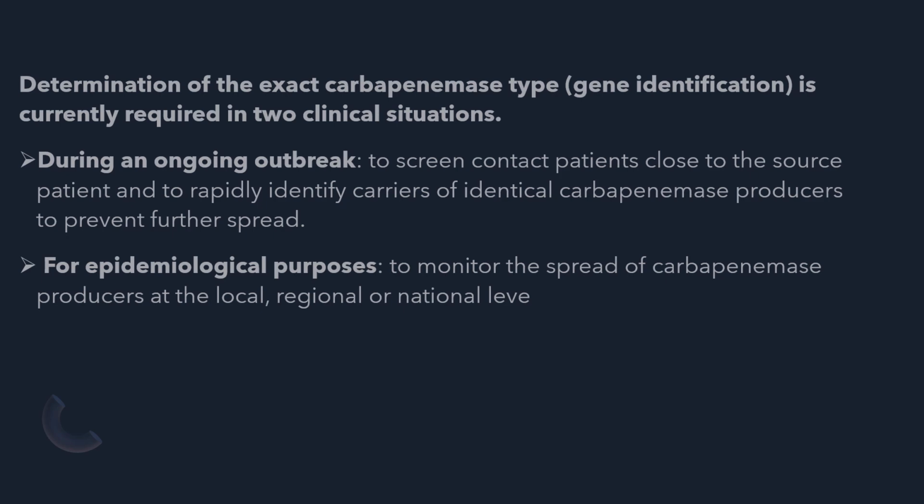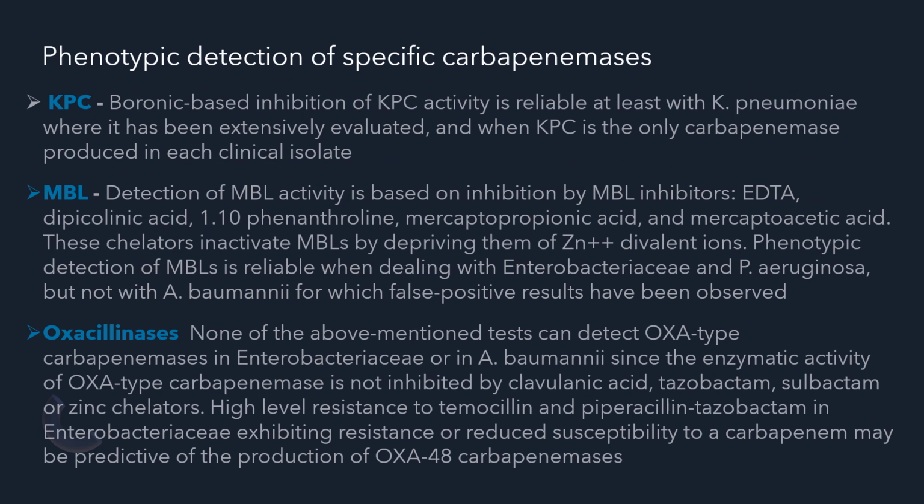And now what are the phenotypes for detection of specific carbapenemases? One is KPC, where boronic acid-based inhibition of KPC activities is reliable, at least with Klebsiella pneumoniae, and when KPC is the only carbapenemase produced in the clinical isolate. MBL, the detection of MBL activity is based on inhibition by MBL inhibitors such as EDTA, dipicolinic acid, phenanthroline, mercaptopropionic acid, and mercaptoacetic acid. These chelators inactivate MBLs by depriving them of the zinc ions. Phenotypic detection of the MBLs is reliable only when dealing with Enterobacterales and Pseudomonas, but not with Acinetobacter baumannii, which gives false results.